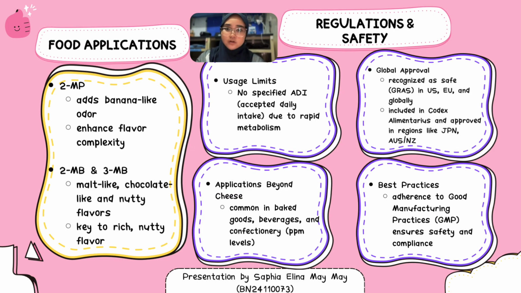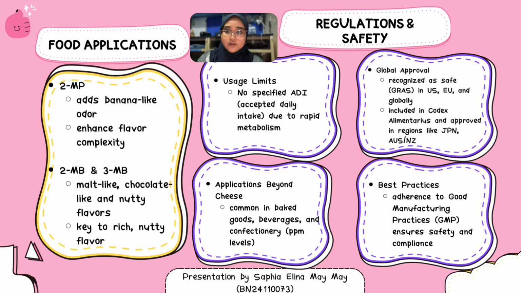Now, let's explore the food application of the Strecker aldehydes we've discussed. 2-methylpropanal is commonly used as a flavoring agent because it adds complexity and depth to both flavors and scents. At low concentration, it has a pleasant banana-like odor. On the other hand, 2-methylbutanal and 3-methylbutanal are found in cheese, where they contribute malt-like or chocolate-like flavors. These aldehydes are particularly important in enhancing the nutty flavor in cheddar cheese.